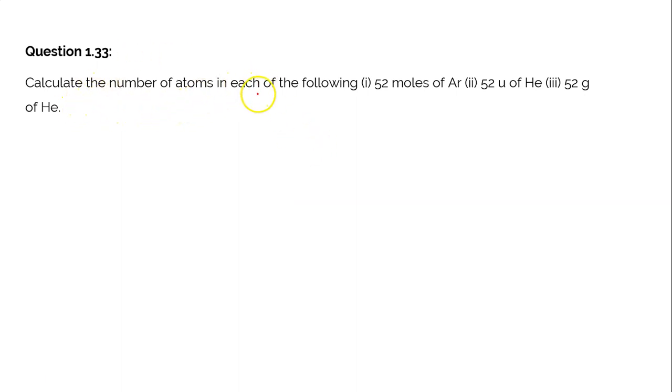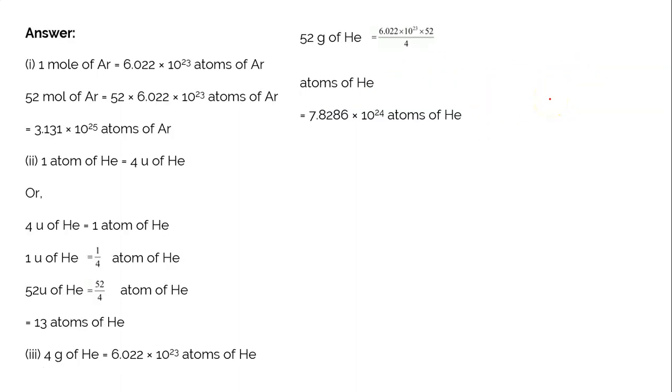Calculate the number of atoms in each of the following samples. First one is 52 moles of argon, second one is 52 atomic mass units of helium, and third one is 52 grams of helium. So there's a huge difference between atomic mass units and grams, and similarly there's a difference between moles and atomic mass units. So let us identify what the difference is and let us also calculate it.